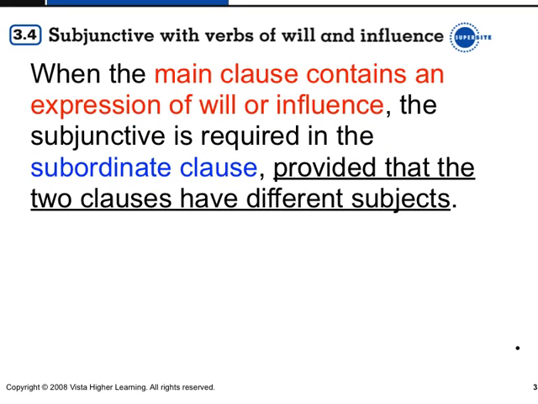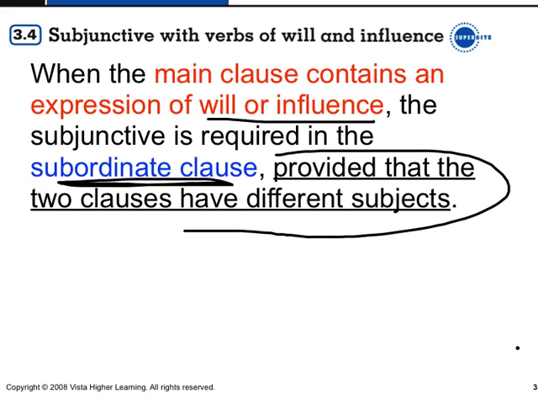Now here's another key to understanding and setting up the subjunctive. When the main clause contains a verb or expression of will and influence, the subjunctive is required in the subordinate clause, but here's the key phrase, provided that the two clauses have different subjects. You're going to see a lot of examples of this coming up, so don't get nervous here. Provided that the two clauses have different subjects. I'll show you many examples.